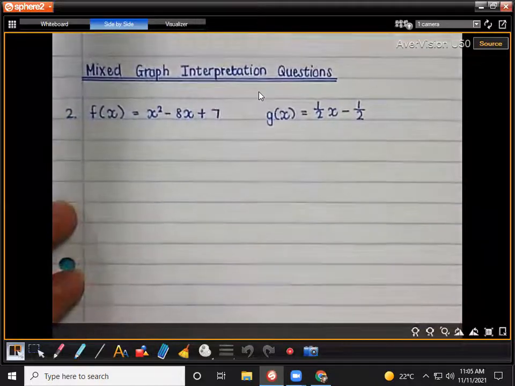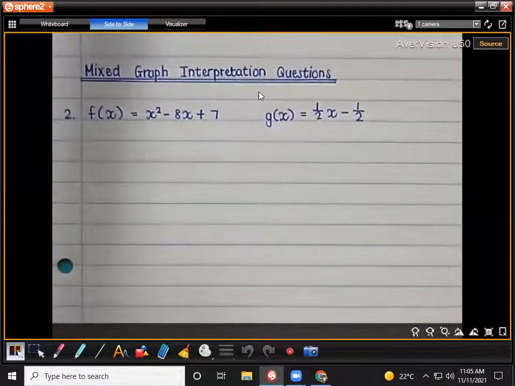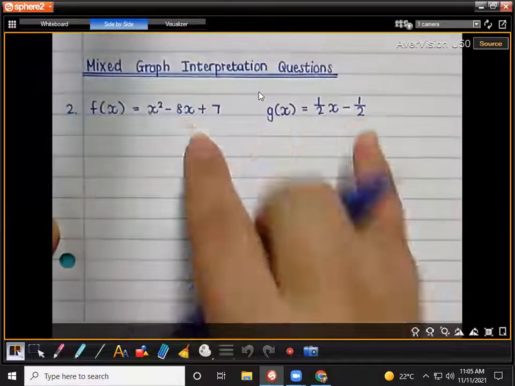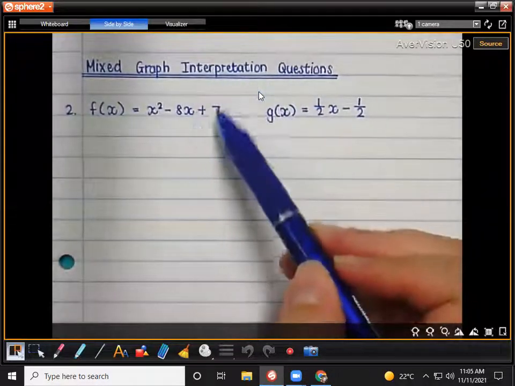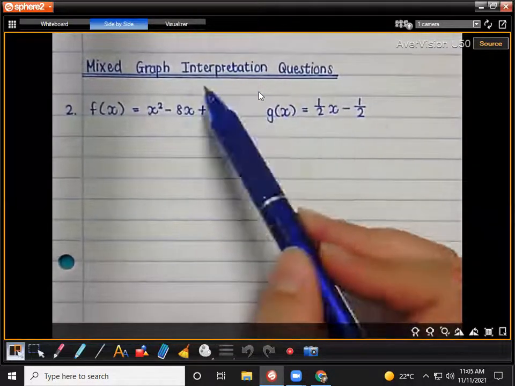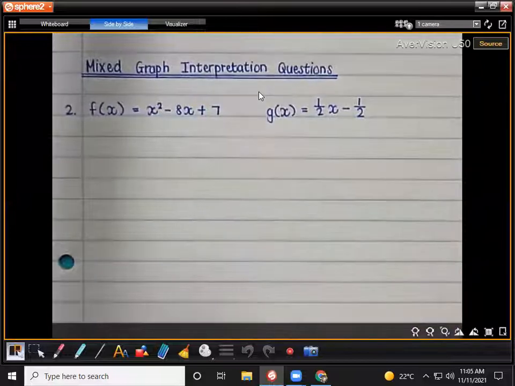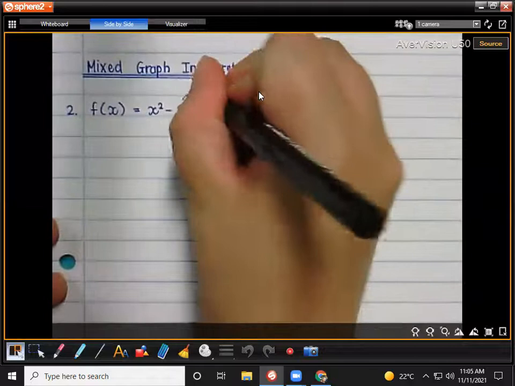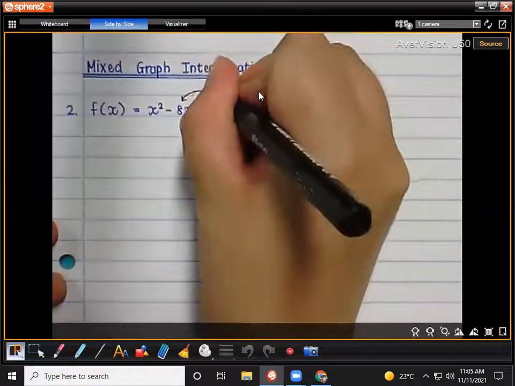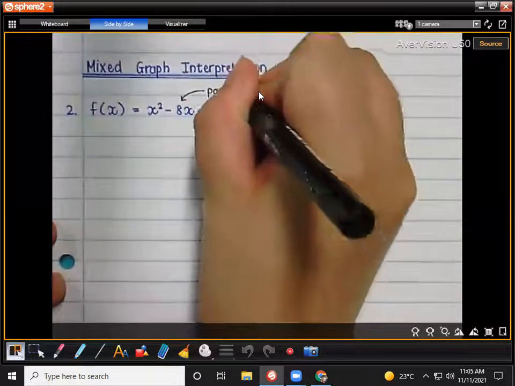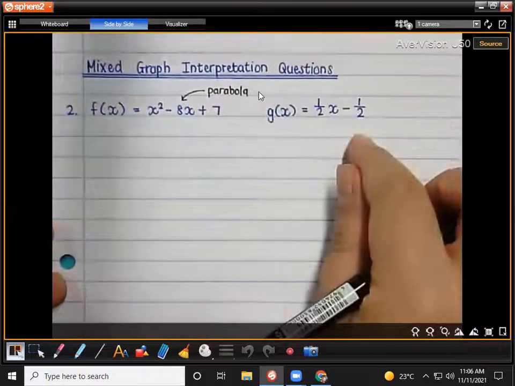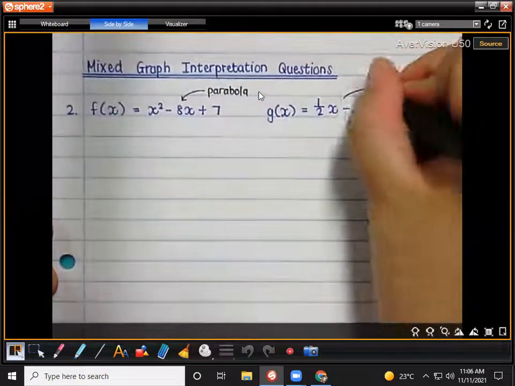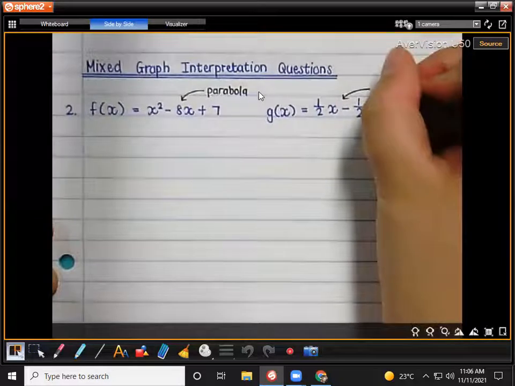Now, guys, if we're looking at these two equations, I know they've given you the graphs as well, but if they had just given you the equations, can we identify the types of graphs that we're working with here? If it's an x squared, this is a parabola, right? Okay. So that is the parabola. And then the other equation, the half x minus a half, this is a straight line. Good.